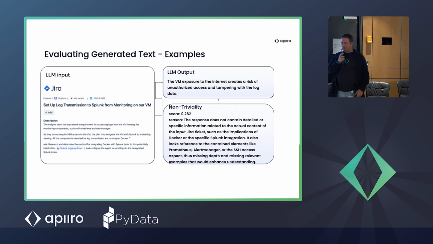And as you can see, the score is low, it's 0.282. And what's nice is it also gives a reason. The reason: it does not contain details or specific information related to the actual content of the input, the JIRA ticket, and so on, and also lacks reference to the contained elements and is missing relevant examples. So if you use this, what's nice about it is that you can do error analysis quite well. If you see errors, you can know why it was an error.